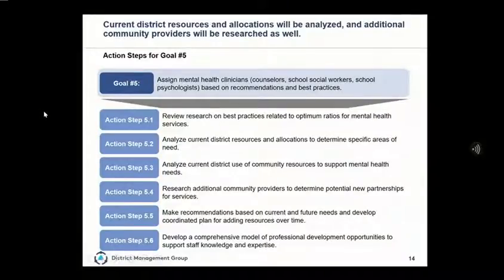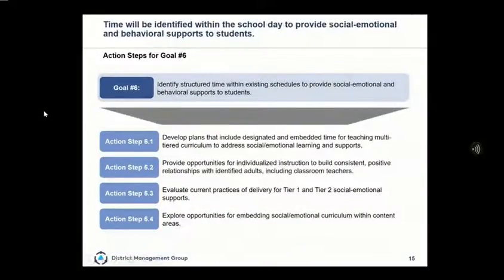Okay, let's keep going. Goal number 6 is looking at the time that we would like to have in existing schedules to provide the social, emotional, behavioral supports. When we go to deliver that curriculum, how do we continue to have the minutes that we need to do that? Trying to embed some of that time in other curricular areas so that it partners well rather than duplicates. Looking at the positive relationships that kids have with adults and making sure that we are able to be individualized with students when the need arises.